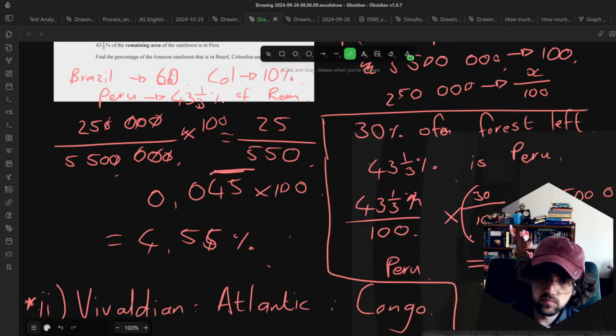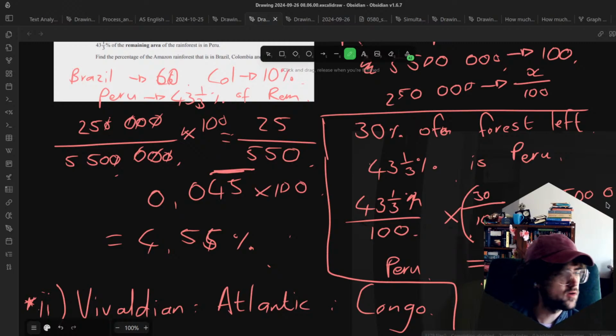So 43 and a third. This is when I need my calculator. Because here's a challenge, guys. Let me show you. If I round off prematurely, by turning this into 0.33, for instance, because it's going to be 3 recurring, if I do that, it's going to affect my answer.